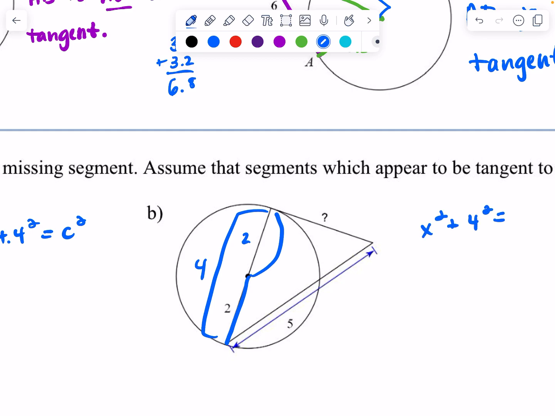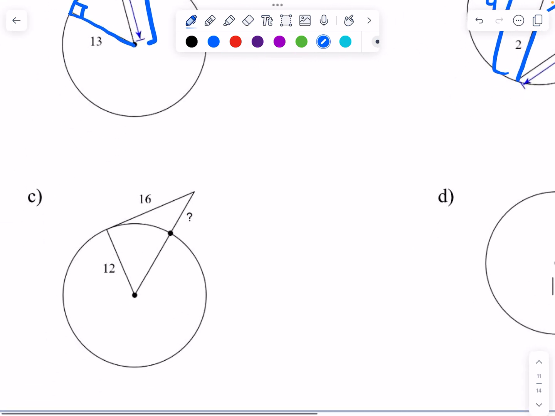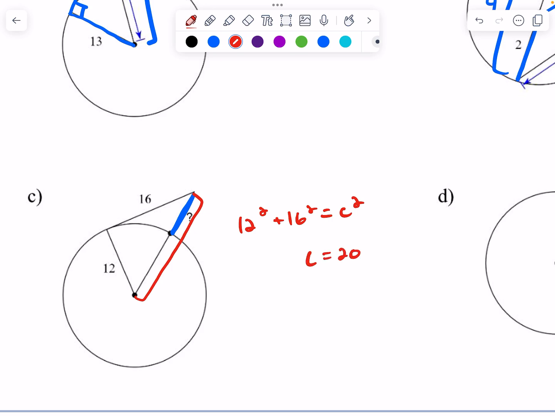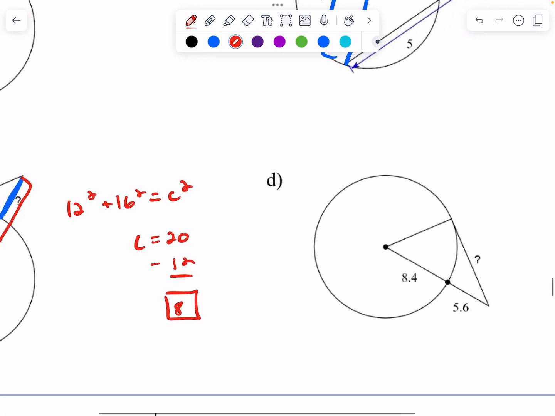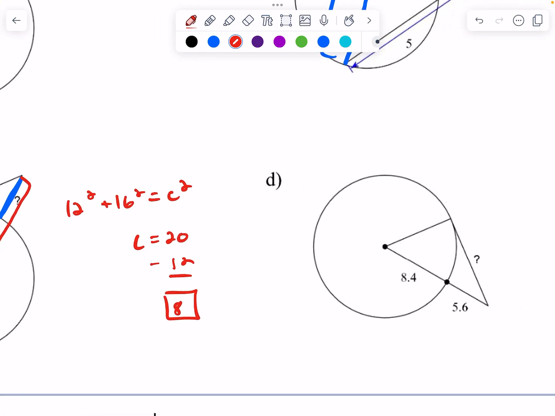In this case, we have c, so we'd have to subtract. On this one, we're just wanting this segment, right? So I could partial this out. I could find the entire hypotenuse by doing 12 squared plus 16 squared equals c squared. And once I solve that, I get c is equal to 20. And then I'd have to take away this radius right here, and I can get that from looking at another radius. So minus 12 and get that segment being 8. So there's lots of different variations that you could use to solve this.